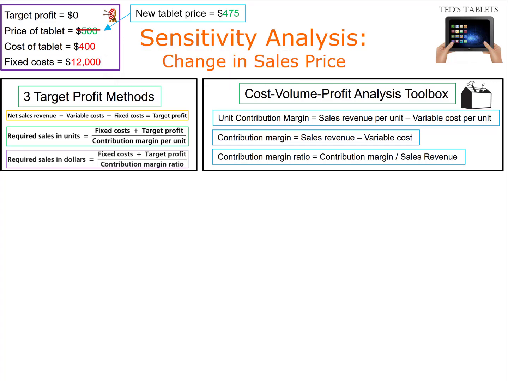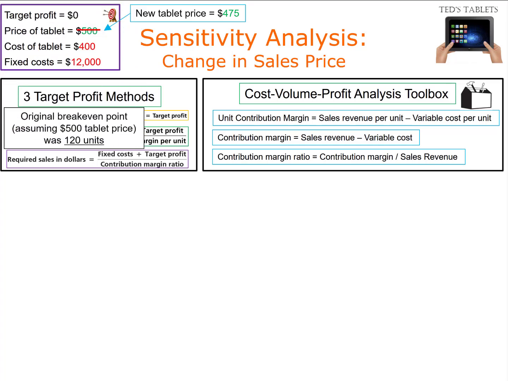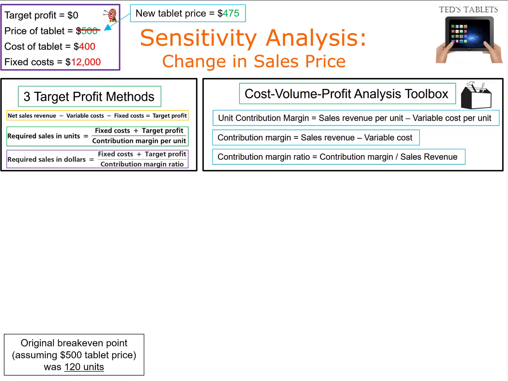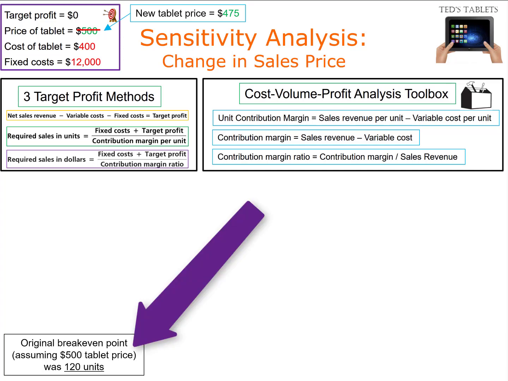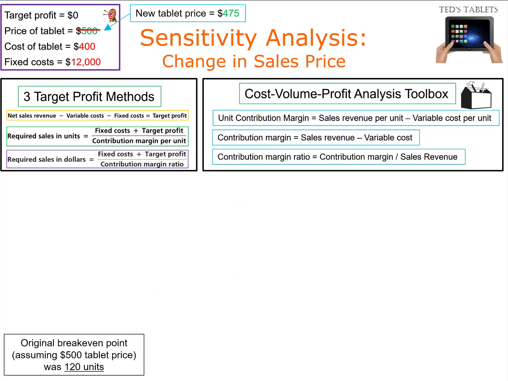Just as a reminder, when we assumed a $500 sales price per tablet, the break-even point was 120 units. We'll call this the original break-even point. So Ted's tablets had to sell 120 tablets to break even if the sales price of the tablet was $500 per tablet. But what happens if we lower the tablet price to $475 per tablet?